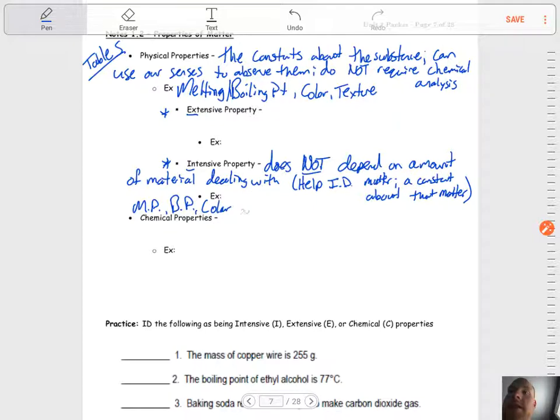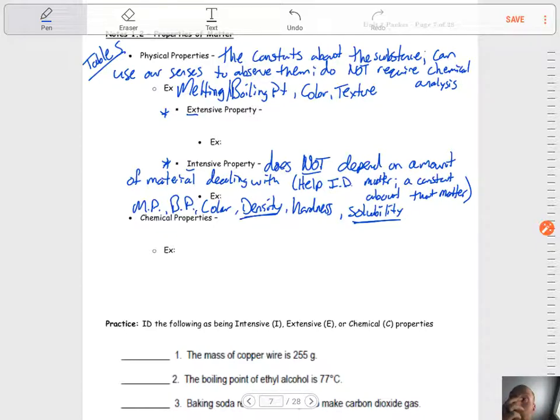Density is a big one, because we're going to do a lab shortly where you figure out the density of pennies to try to identify what metal is within them. Hardness is another one, and then solubility. That's going to come back later, probably toward February. Solubility is something we're going to spend a lot of time discussing.